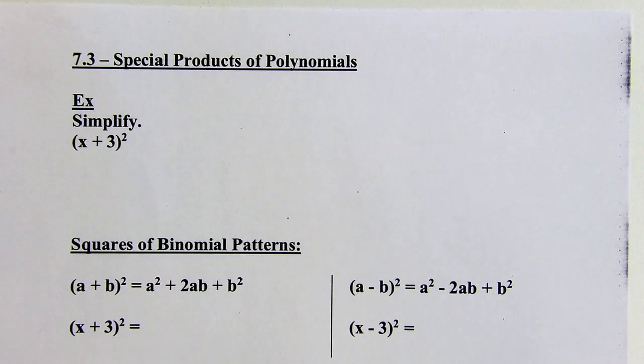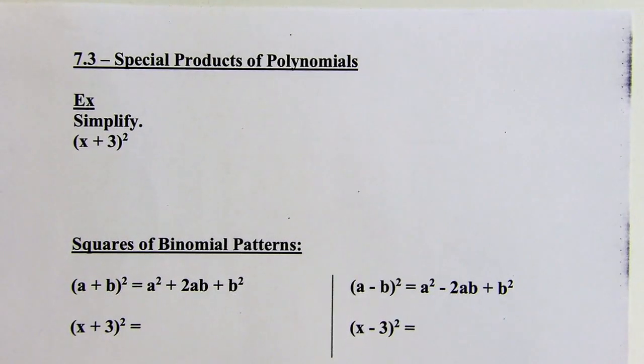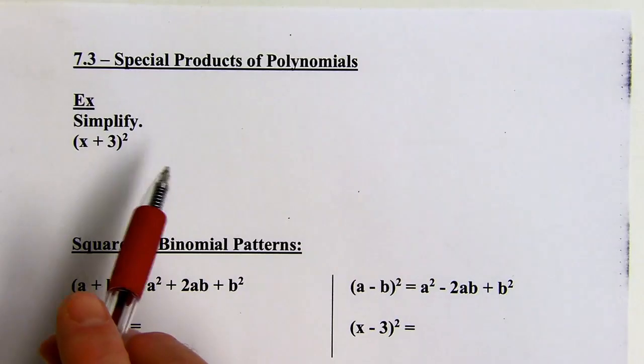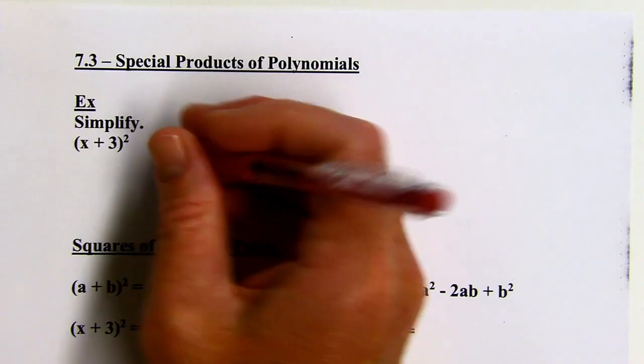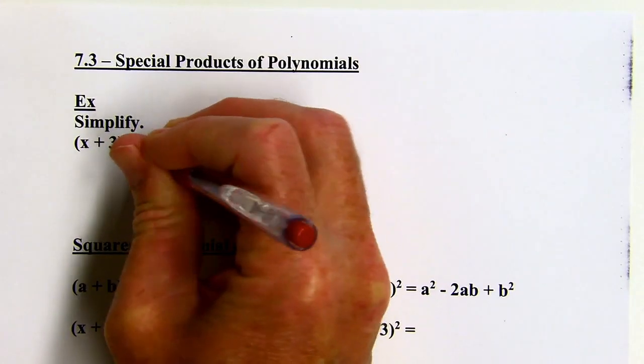7.3 Special Products of Polynomials. Okay, so here I've got x plus the quantity x plus 3 squared. We're going to simplify. So this represents one of the most common algebra mistakes, I think, of all time. So a lot of times this is going to be incorrect, okay?